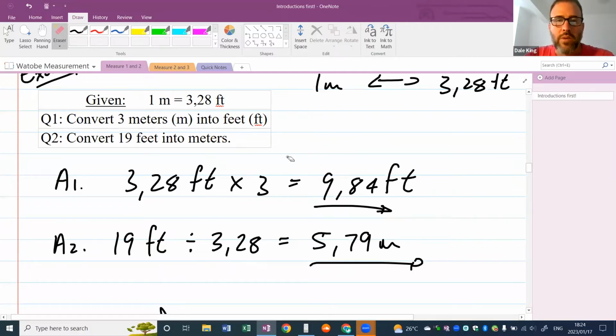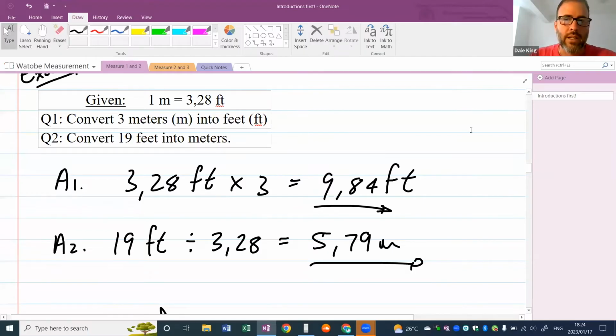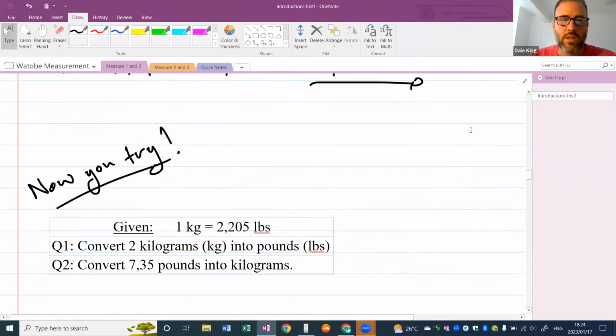The most difficult part of this is when to times and when to divide. But if you understand the relationship between the two, you will understand when you need to times and when you need to divide. So if we're given that 1 meter is a certain value, and we're going from meters to that value in feet, we multiply. If we're given 1 meter is a certain value of feet, and we're going from feet back to meters, then we have to divide. Okay, that's enough of me talking. It's your time to shine.